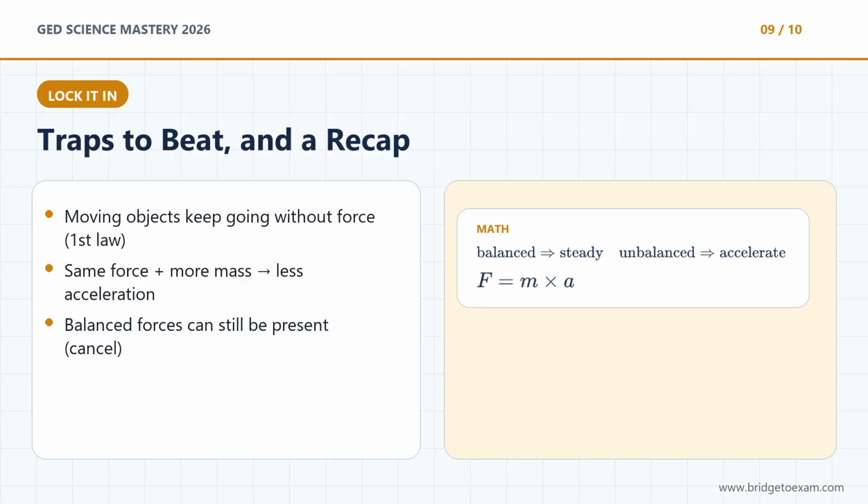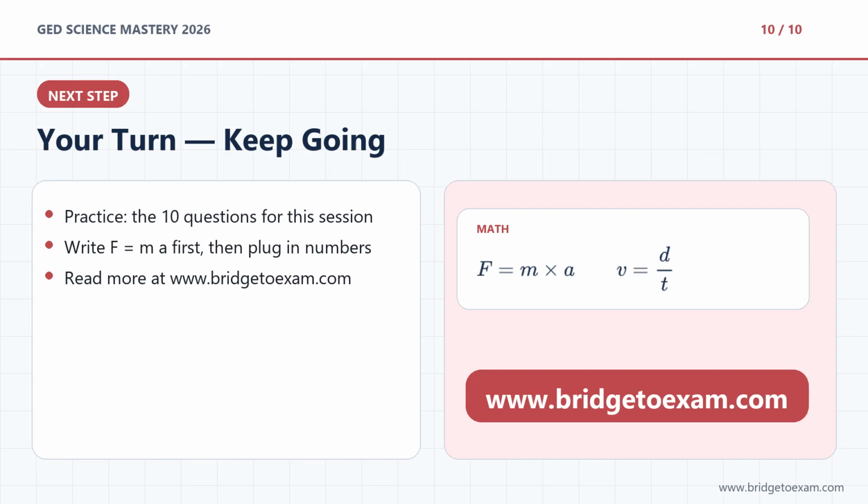The recap. Balanced forces keep motion steady. Unbalanced forces accelerate. And F equals ma ties it together. Excellent work today. You can now tell balanced from unbalanced forces, state Newton's 3 laws, and use F equals ma and speed equals distance over time.